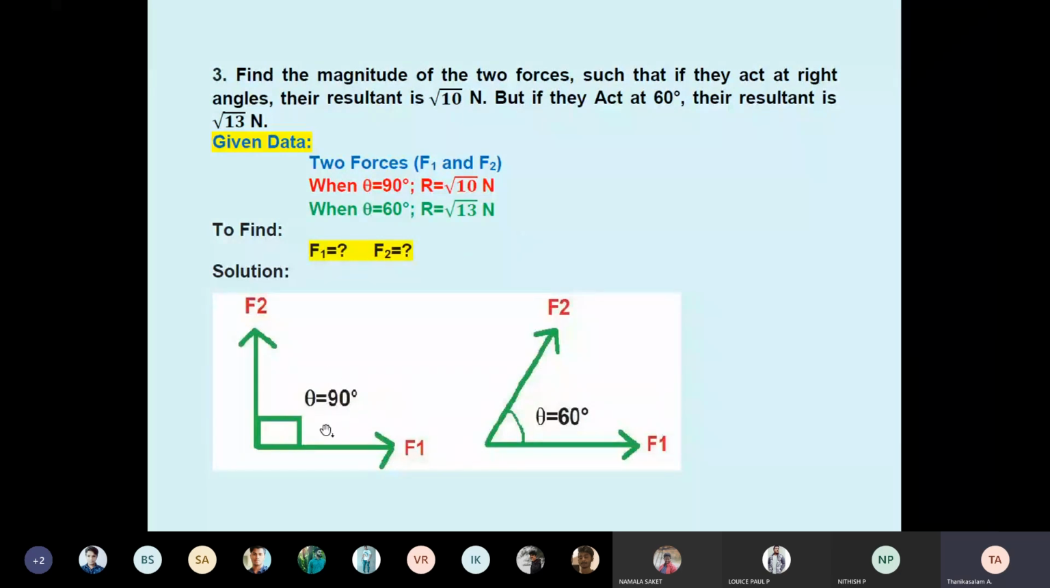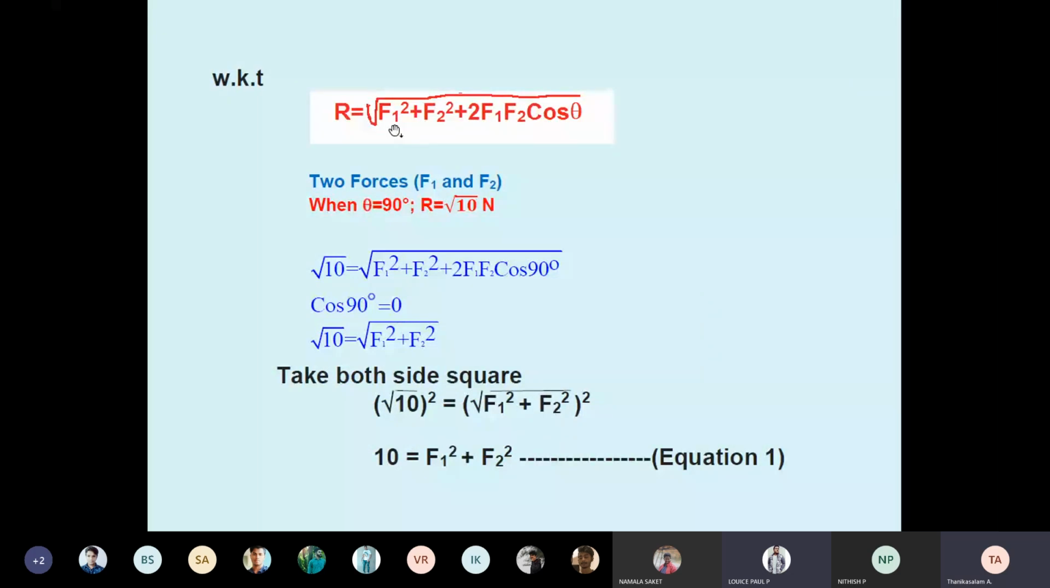Then graphical representation. See here, two forces, F1, F2. What is the angle? 90 degrees. Second, F1, F2, angle theta 60 degrees. The resultant will be given. So only two forces. What is the resultant formula, Louis? Root over F1 square plus F2 square plus 2 F1 F2 cos theta. Excellent.